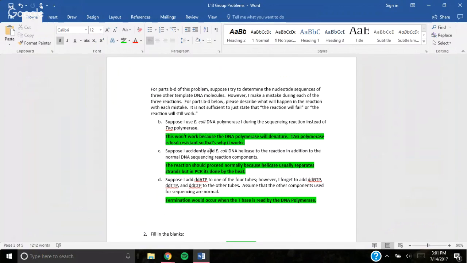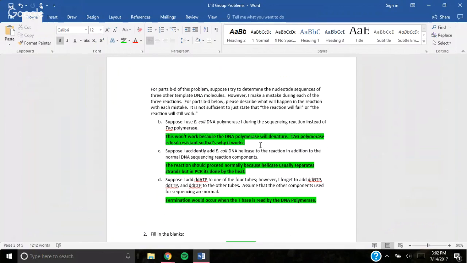For C, it says, suppose I accidentally add E. coli DNA helicase to the reaction in addition to the normal DNA sequencing reaction components. This reaction should just happen like it normally happens. Helicase usually separates strands, but heat does this in PCR. So the helicase would just be worthless and would just be there.